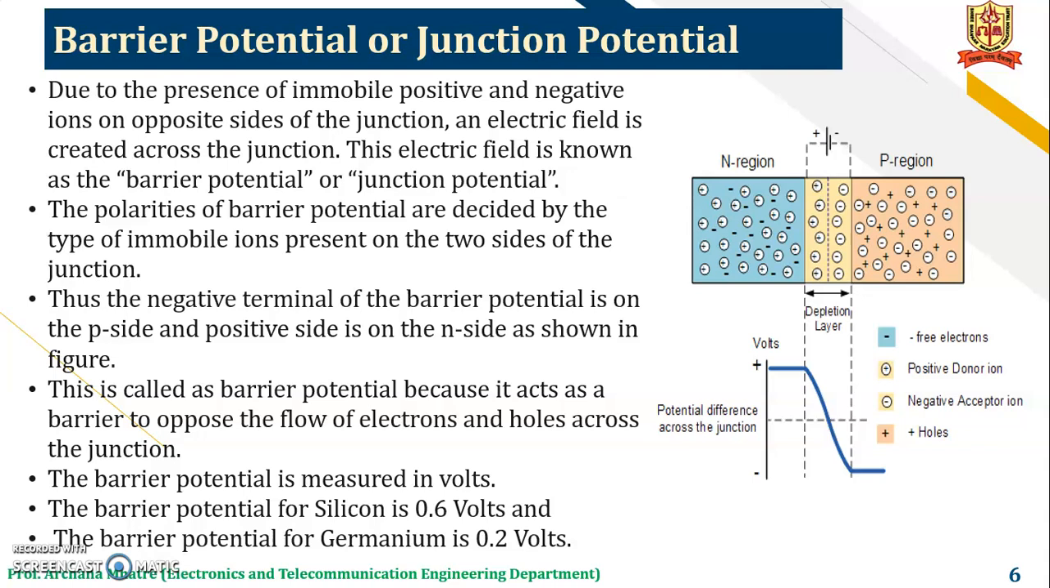The polarities of barrier potential are decided by the type of immobile ions present on the two sides of the junction. Thus, the negative terminal of the barrier potential is on the P side and the positive side is on the N side, as shown in the figure. This is called as a barrier potential because it acts as a barrier to oppose the flow of electrons and holes across the junction. The barrier potential is measured in volts. The barrier potential of silicon material is 0.6 volt and the barrier potential for germanium material is 0.2 volt.